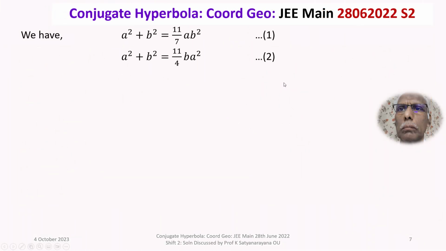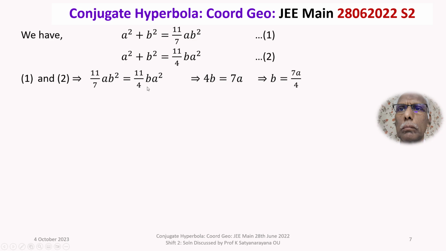We have these two, and they are equal. Therefore, 11 by 7 a b square is equal to 11 by 4 b a square. So you will get this one, and a b cancel on both sides. You will get b here, a here, and 11 cancels. Then you will get 4b is equal to 7a, and b will be equal to 7a by 4.